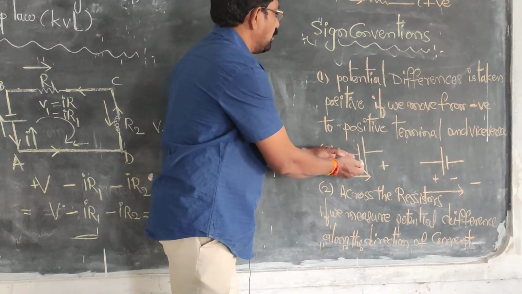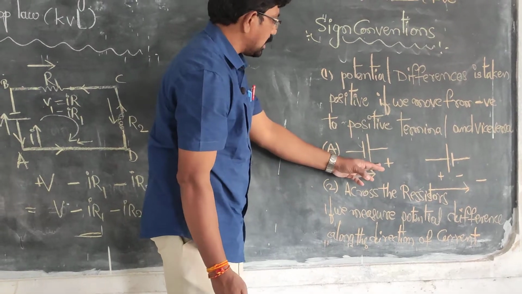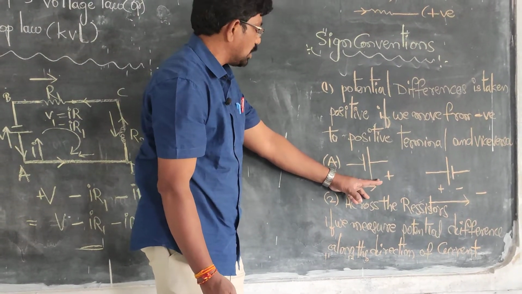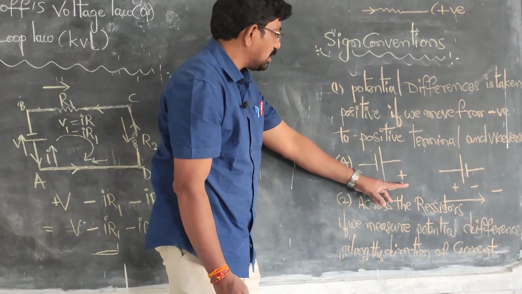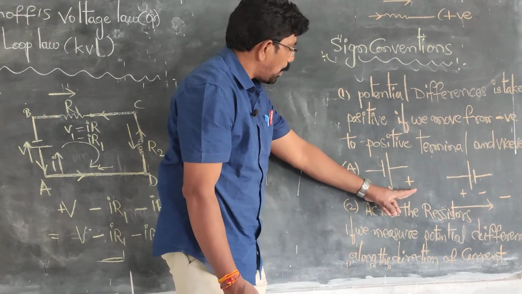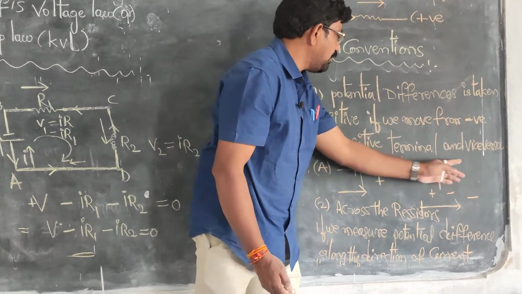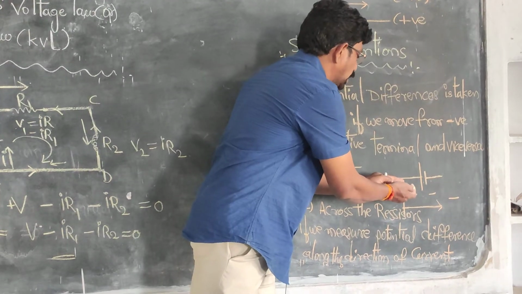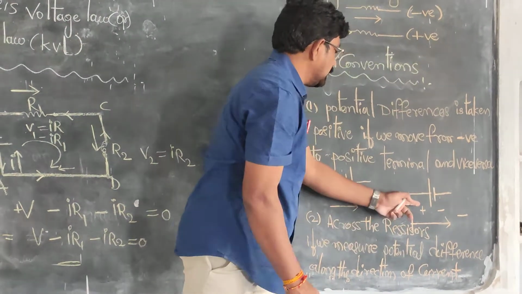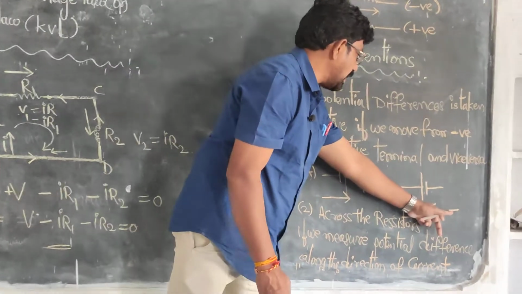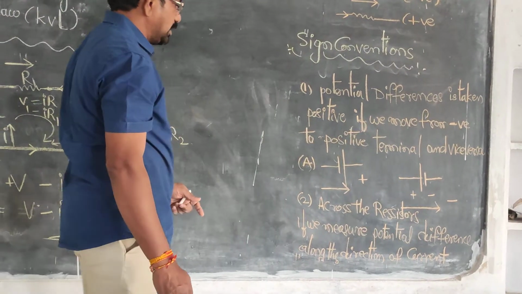When I am moving from this terminal to this terminal, that is low potential to high potential, the sign for the potential difference is taken positive. And if you move in the opposite direction, that is positive terminal to negative terminal, the sign is taken as negative. Observe this one. Next one.